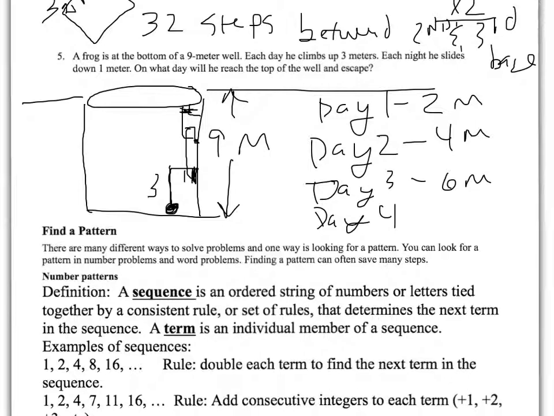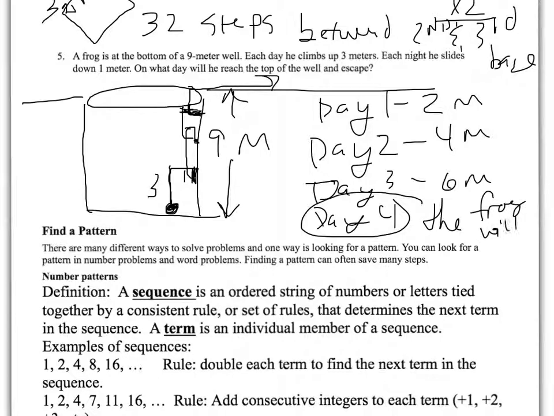I'll label our meters here. The fourth day, the frog's at 6 meters, climbs 3 meters out, and is gone. So it is the 4th day. So the 4th day, the frog will escape.